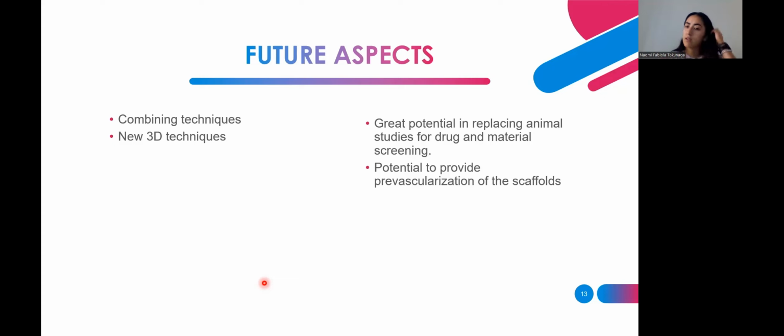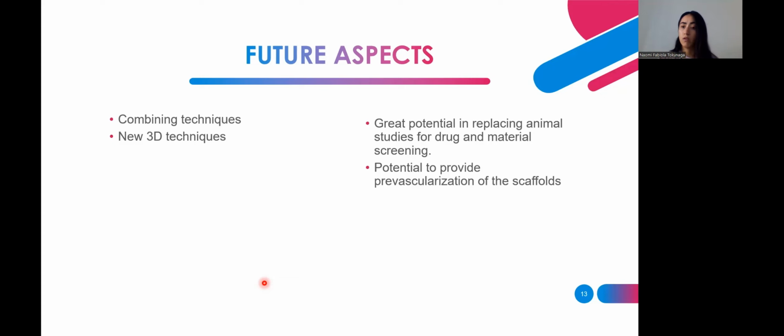This is very important because, for example, I just made a product and I need to test it, and I need 1,000 rats. But with 3D bioprinting, you don't need those 1,000 rats. You'll just print out the 1,000 livers you need for testing, and that should work. Finally, there's also potential to provide pre-vascularization of the scaffolds.